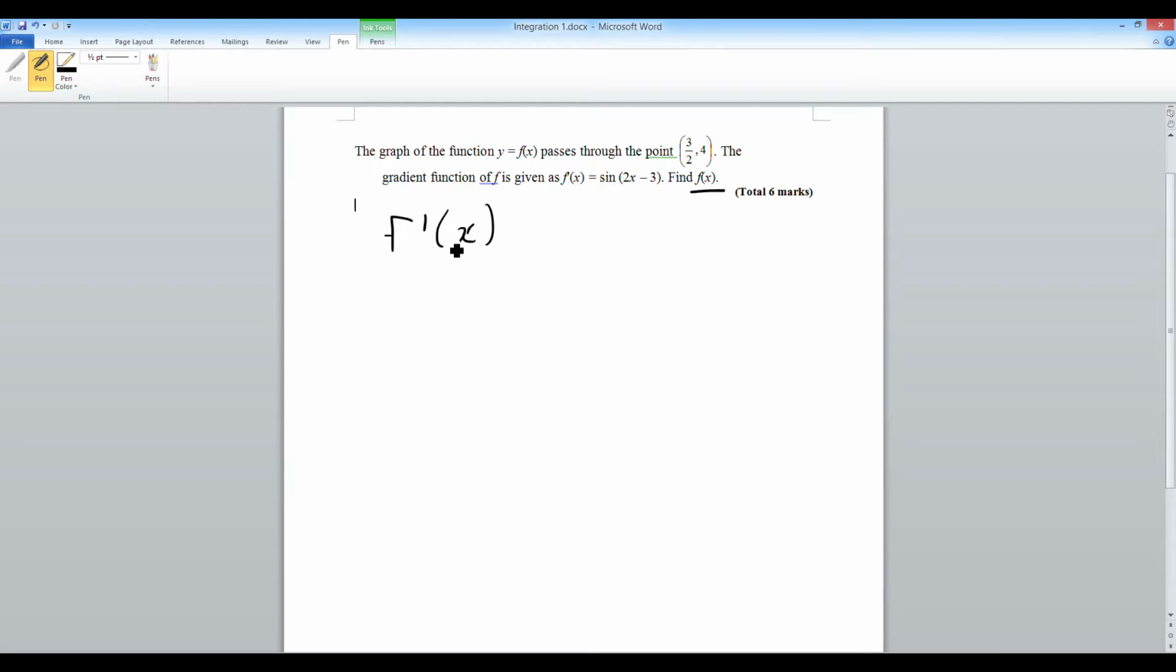So if the first derivative is given, in order for us to find f of x, we have to integrate the derivative. So I'm going to integrate sine 2x minus 3 in terms of dx, and if I integrate this, then I will find f of x. So let's take a look at our integral. I see here that I have sine of something.